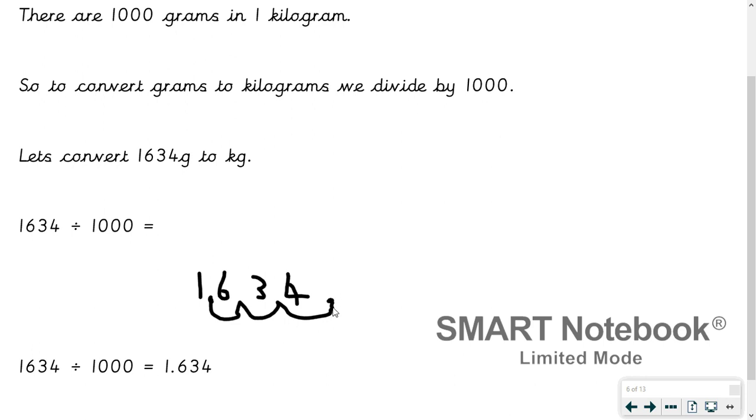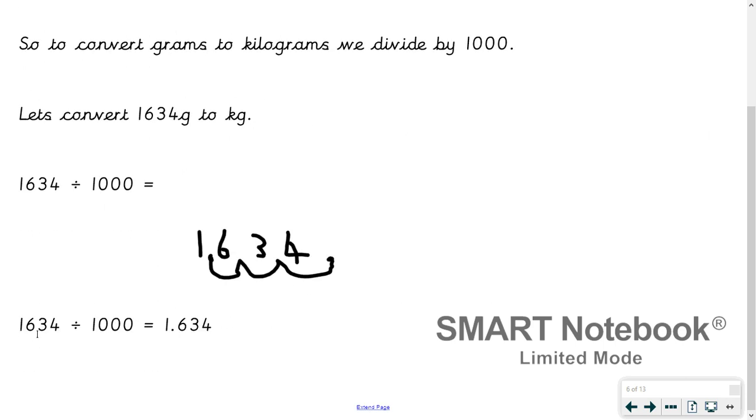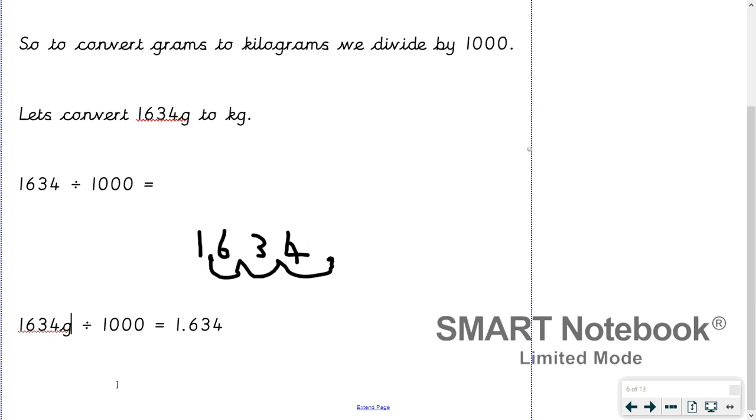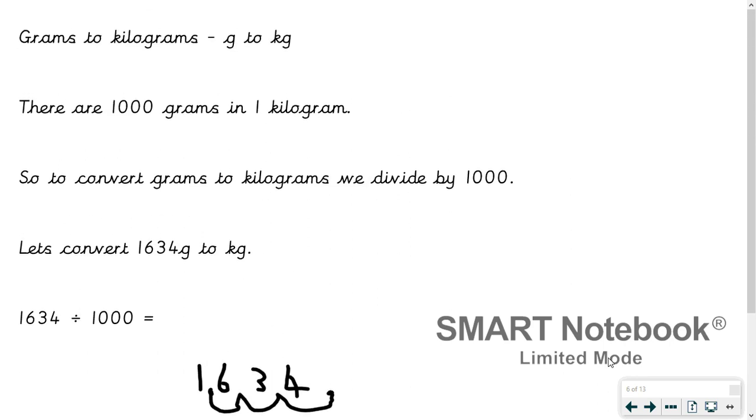So we put our invisible decimal point that is always here by the 4, and we do a jump for each 0. 1, 2, 3 jumps. So that decimal point will now be between the 1 and the 6. So we just write our number out exactly like that. So 1,634 divided by 1,000. Tell you what I'm even going to do to show you, I'm going to put grams there. Divided by the 1,000 gives us 1.634 kilograms. So grams to kilograms, divide by 1,000.